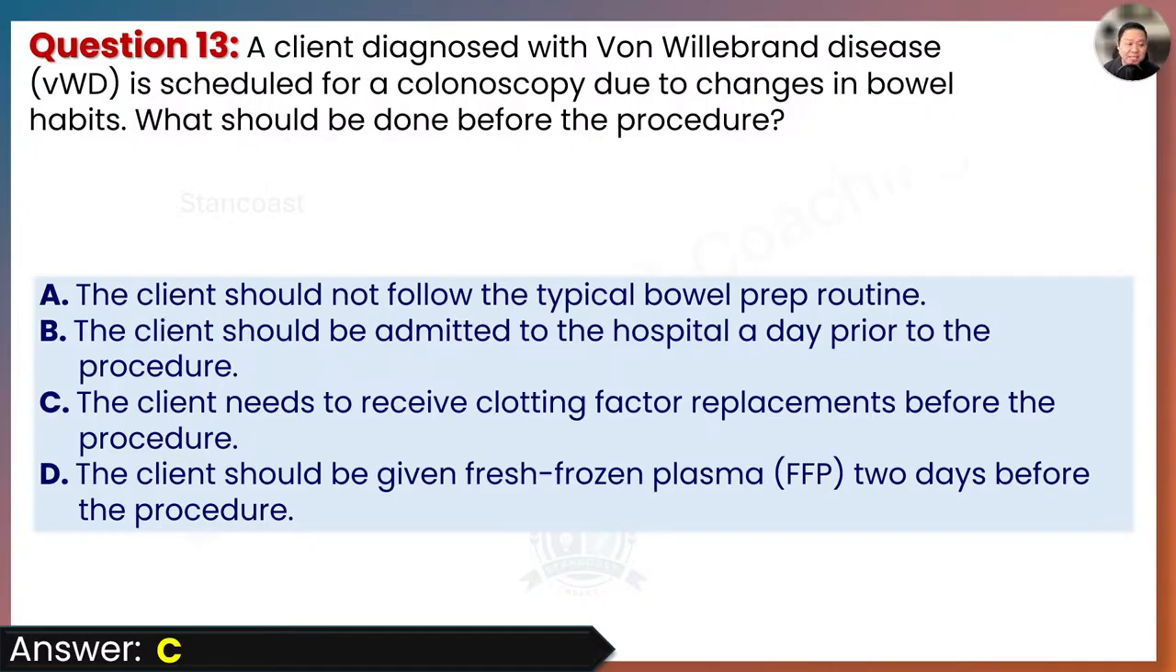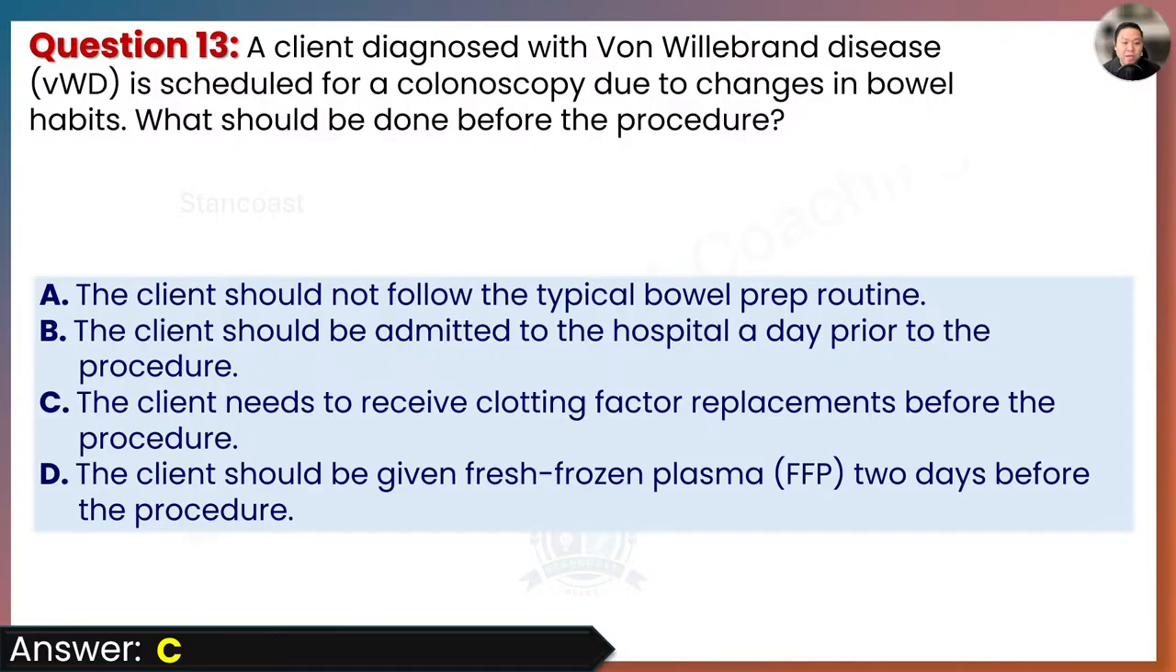Now, what about letter D? The client should be given fresh frozen plasma 2 days before the procedure. Well, FFP is not the preferred treatment for von Willebrand disease in this context because we are going to administer specific clotting factor concentrates or desmopressin, which are more effective in correcting the deficiency in von Willebrand disease.